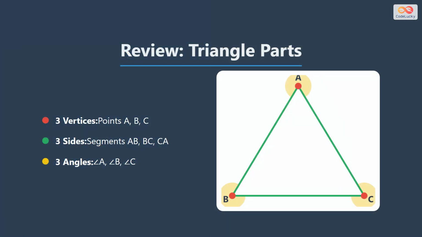Let's put it all together. A triangle consists of 3 vertices, which are the points A, B, and C. It has 3 sides connecting those points, and 3 interior angles formed at the corners.